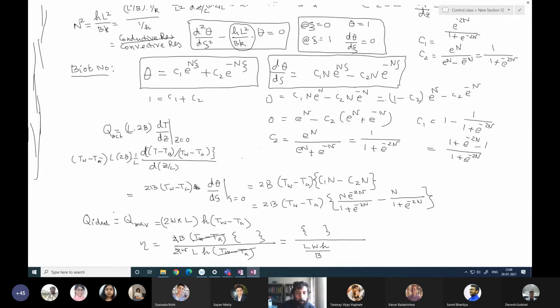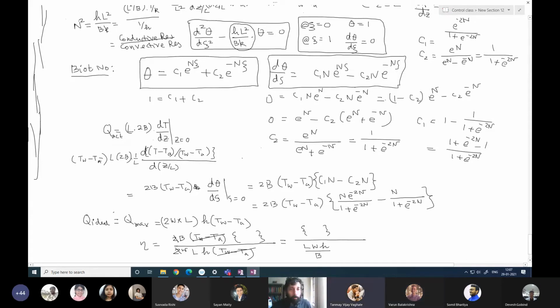LW H over B. Something I missed somewhere. This should come as n square. You see that H L over B is here. Sir, n should come. We can take common n from the Q actual. Sir, n should be with Bn, like twice B. Sir, in Q actual, I think K is missing. K is missing, exactly. Q actual, K is missing.